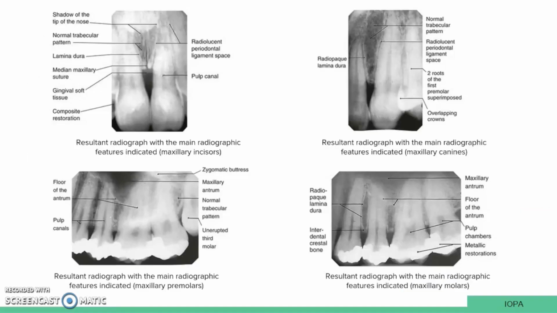So here are some examples of the resultant IOPA radiograph taken in different aspects or different parts of the dentition. As you can see from the pictures, it shows the main radiographic features indicated in the maxillary arch. The first picture is for the maxillary incisors, the second for the maxillary canines, the third for the premolars, and the fourth for the molars.